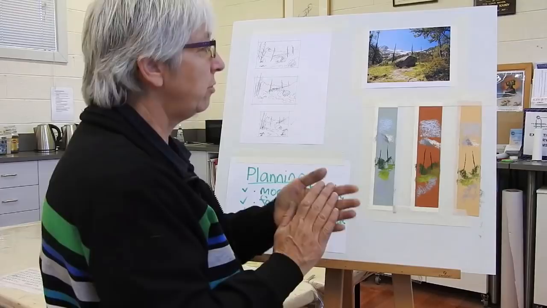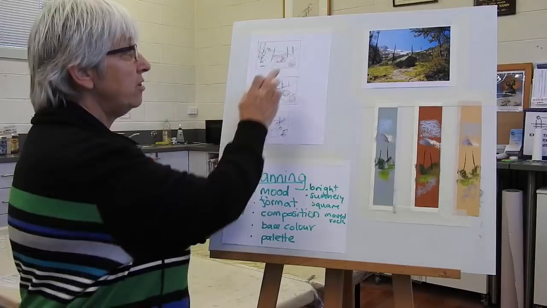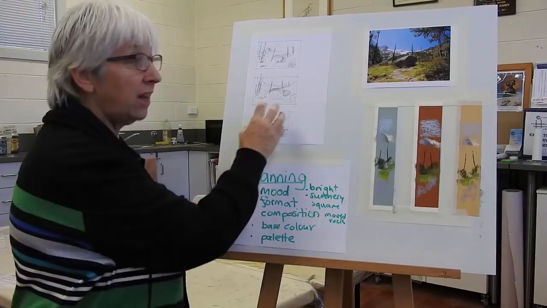So that's a very quick way to plan. Choose your subject. Think about the mood that you want to achieve. Then try some different formats and thumbnails so that you can work out whether there might be a better way than the one you're seeing there. Then you want to work on the composition as you're doing these. You want to think, are there any elements I could move to achieve a better composition?